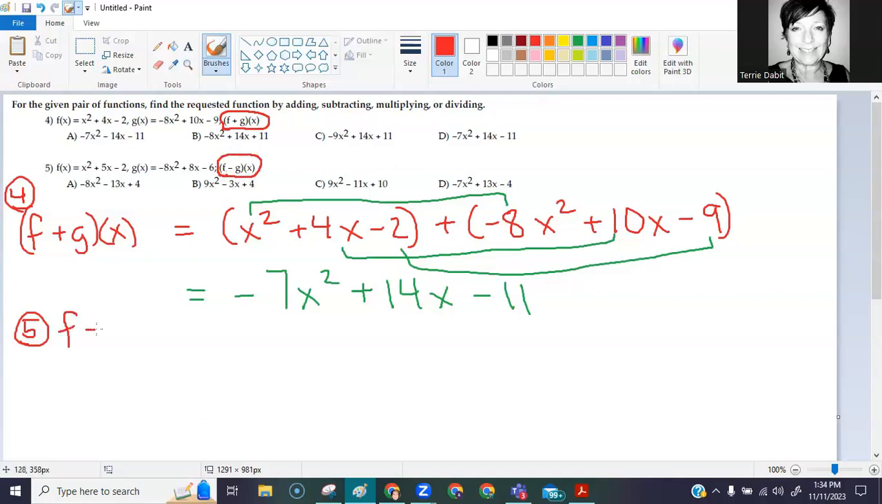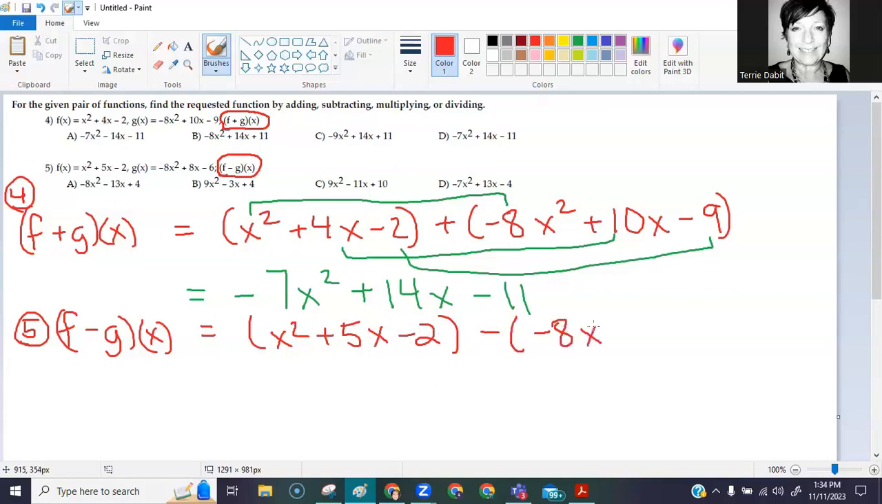In number 5, you'll see that they are asking us to subtract. They want us to subtract the two functions. So I start with my f function, which is x squared plus 5x minus 2, and I'm going to subtract negative 8x squared plus 8x minus 6. The rule says I have to change my minus to a plus and then change the signs of everything after that.